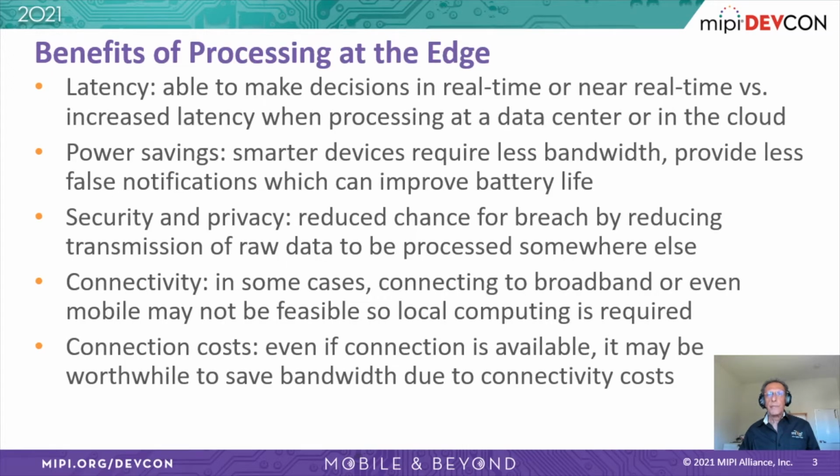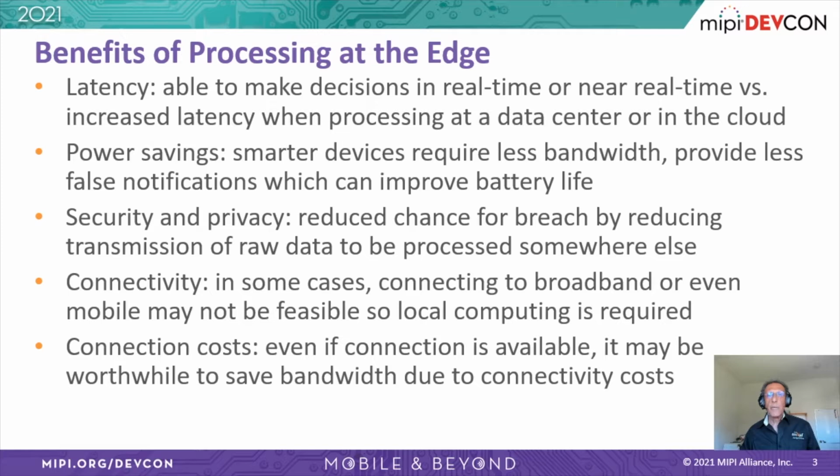Let us review the benefits of processing at the edge. In most AI applications, quick response is essential. The ability to make decisions in real time with very low latency is mandatory. Edge computing plays a key role in meeting those demanding requirements and the high expectations of today's users. When you process data at the edge, you end up saving system power because less bandwidth is utilized. You also minimize false notifications, which also improves battery life.